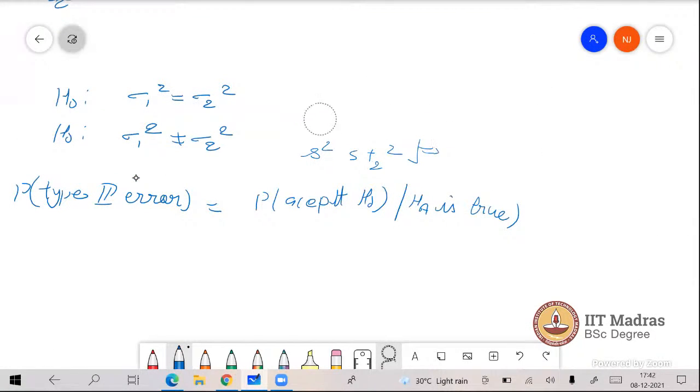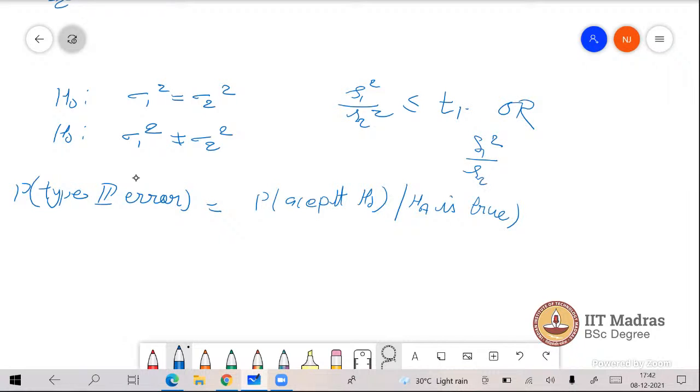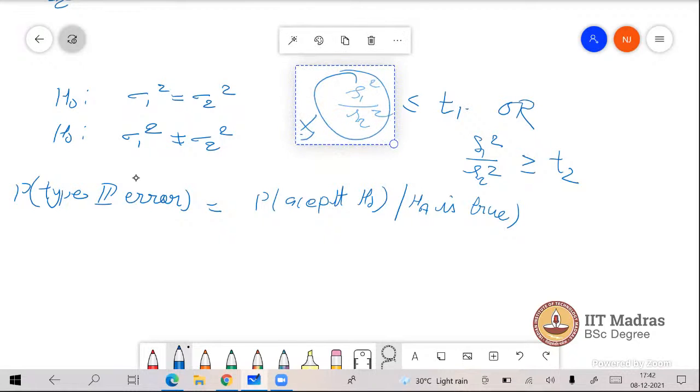This is not your rejection region. The rejection region is defined as S1 square upon S2 square less than or equal to some constant T1, or S1 square upon S2 square greater than or equal to T2, right? Sir, do they have equality signs there? I think it is strictly less than and strictly greater than. You can avoid that. This is going to be a continuous random variable, so don't worry about such equalities or inequalities.